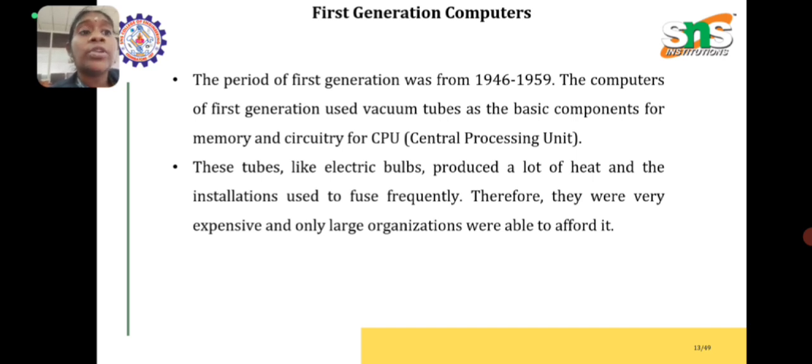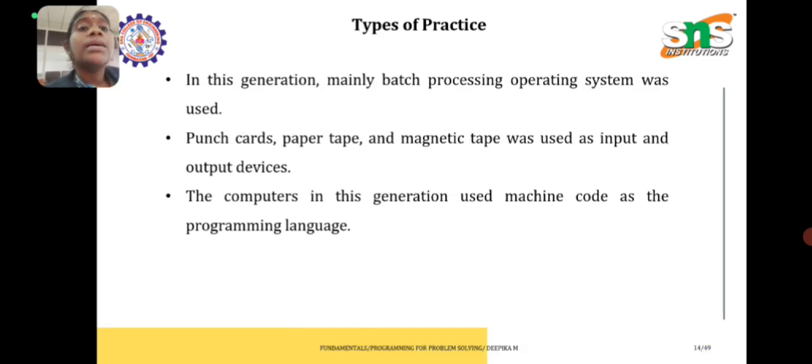Already I said 1946 to 1959 is the period of the first generation, and the computers of the first generation used vacuum tubes. The tubes are like electric bulbs, produce a lot of heat, and the installations fused frequently. So they were more expensive, and only large organizations could afford to buy that system. In this generation, mainly a batch processing OS was used. Punch cards, paper tape, and magnetic tapes were used as input and output devices. The computers in this generation used machine code as the programming language.